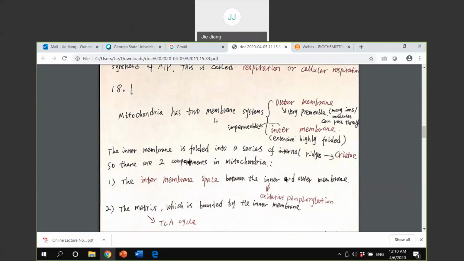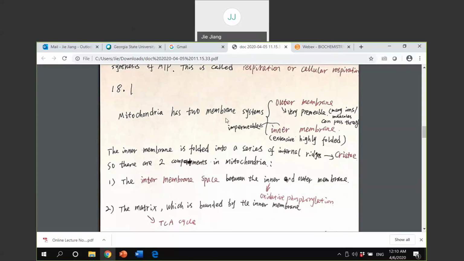So now we start by talking about the membrane system. We know oxidative phosphorylation occurs in the inner mitochondrial membrane. Still remember where the TCA cycle occurs? In the matrix of the mitochondria, right? Here, oxidative phosphorylation occurs in the inner membrane of the mitochondria.